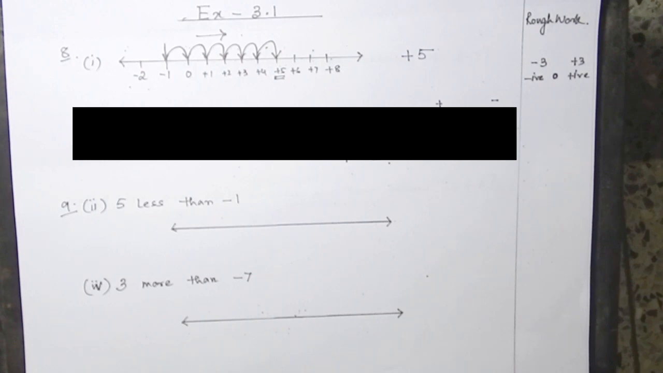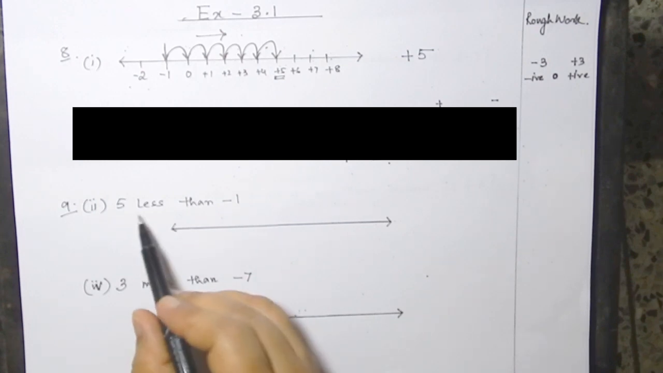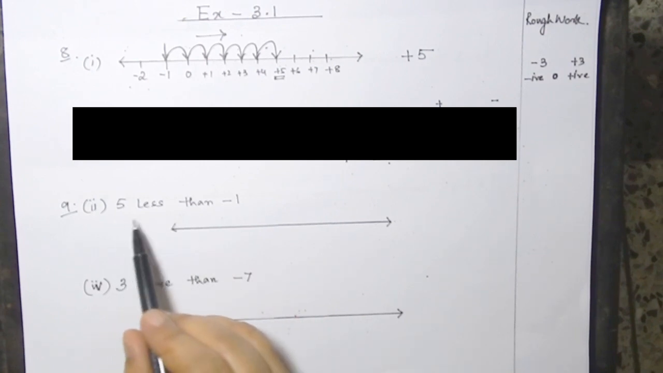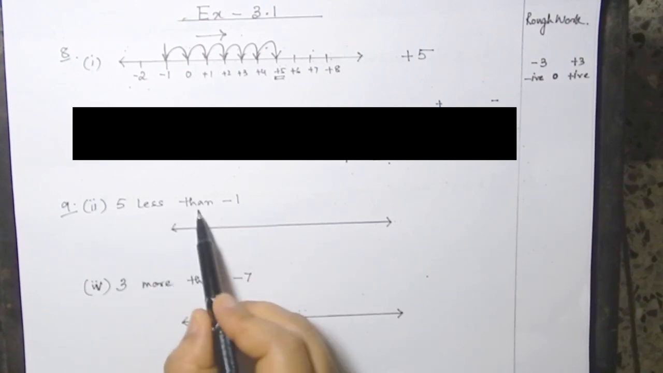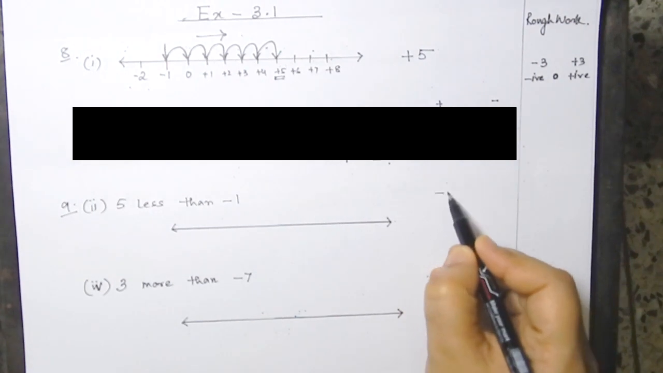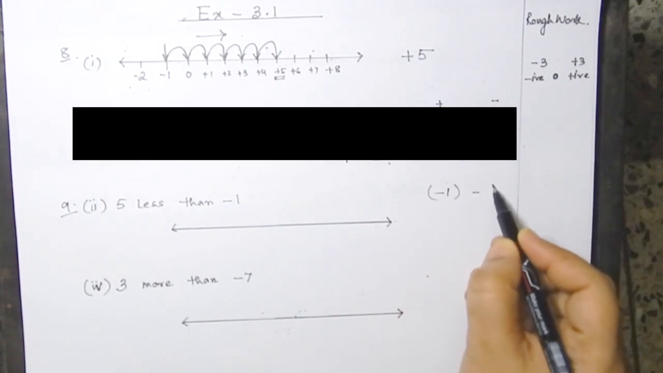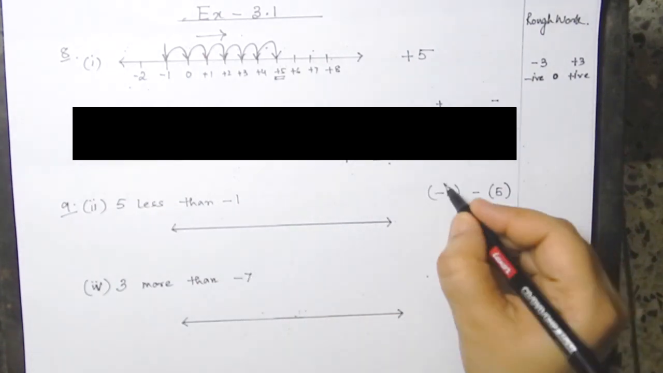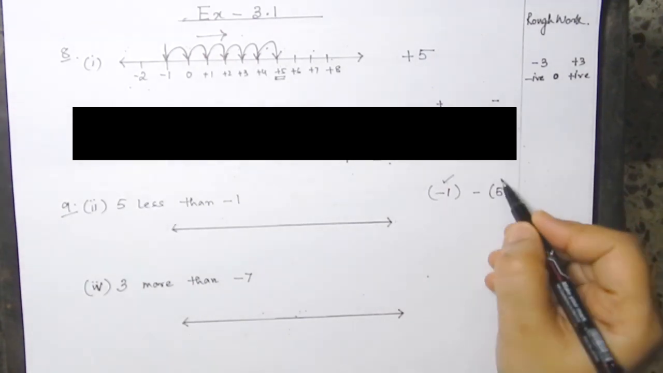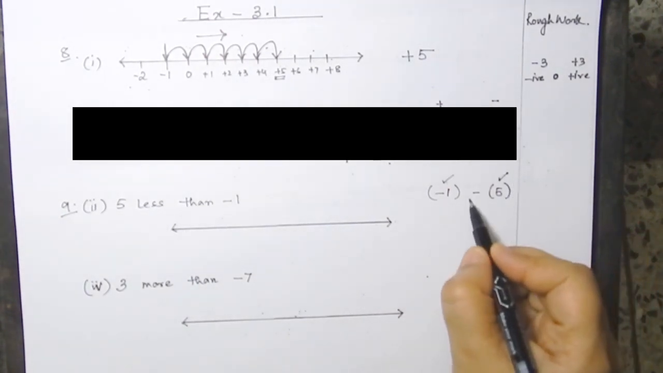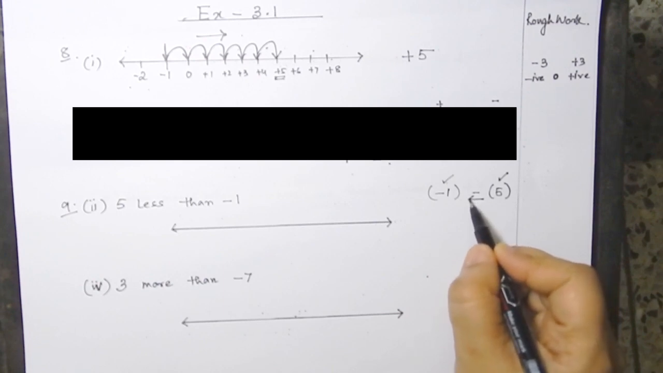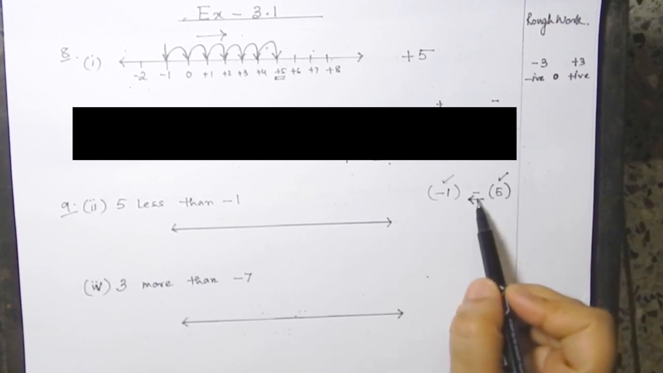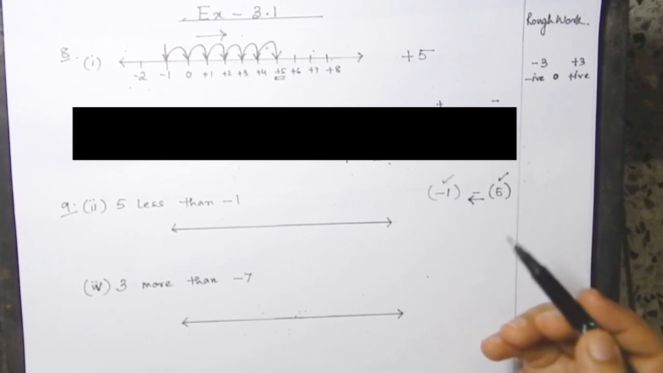Let us come to question number 9, subpart 2. 5 less than minus 1. So let us interpret this. 5 less than minus 1 means from minus 1 I have to subtract 5. And you have to do this using a number line. So I will start from minus 1 and I will move 5 units, and in which direction will I go? Towards the left. Why towards the left? Because it is subtraction. Subtraction means the value will decrease.